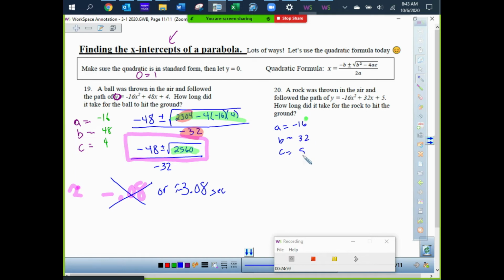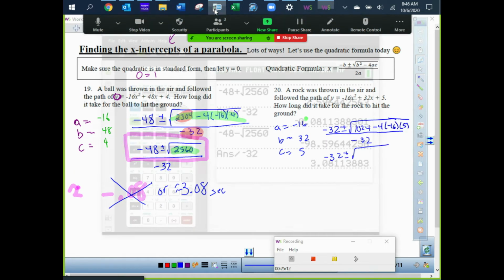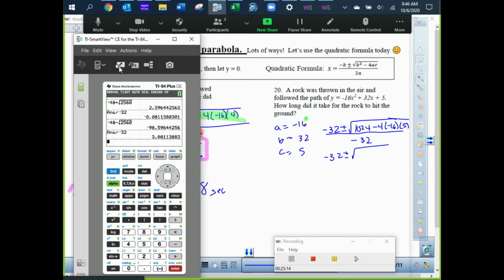Substitute those into the quadratic formula. Opposite of B, it's right in front of you on your paper if you're not sure what it is. I have subbed it in. Now I'm going to clean up my discriminant.